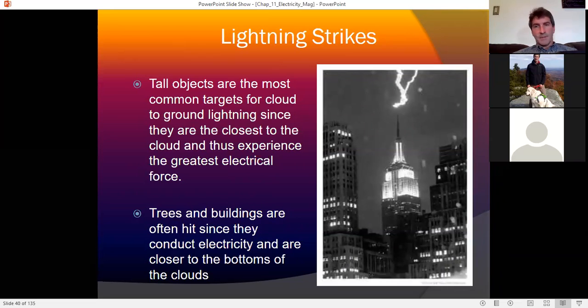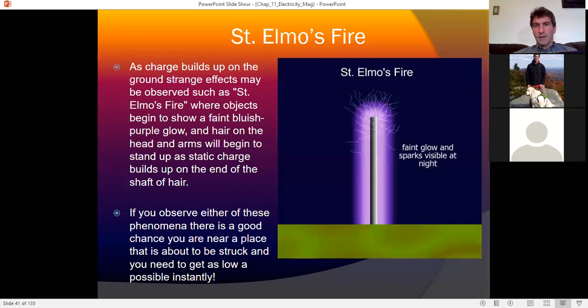Tall objects get struck very often. There's even another phenomenon called St. Elmo's fire. Pilots see it all the time on aircraft, where you'll see a purple glow because the charge is building up enough to ionize the air around it and produce a very weak plasma. If you see something glowing with this purplish glow during a thunderstorm, get away from it. There's a good chance it could be struck by lightning because it's building up charge.